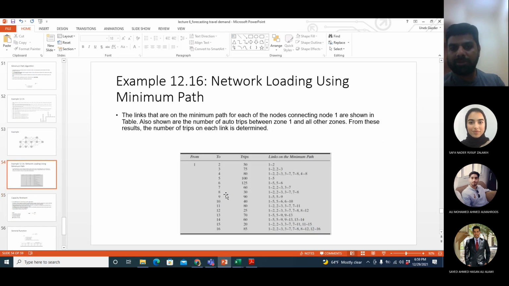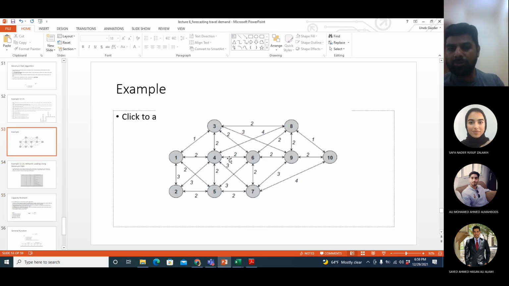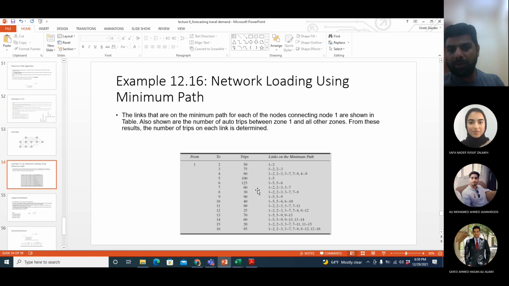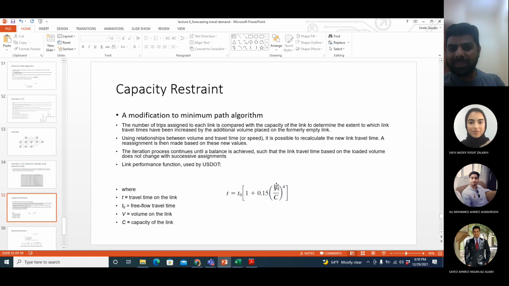Okay, so these values which I have shown here, once you find out how many trips are going to be on each link, then using these trips you put them as V, and you should know the capacity of the link, and you should recalculate the travel time T, and then you do one more iteration. Okay, when should you stop? Because every time you will add new volume, the travel time will change, but there will be a point where you will reach equilibrium. What is equilibrium? When T is almost the same as T naught.